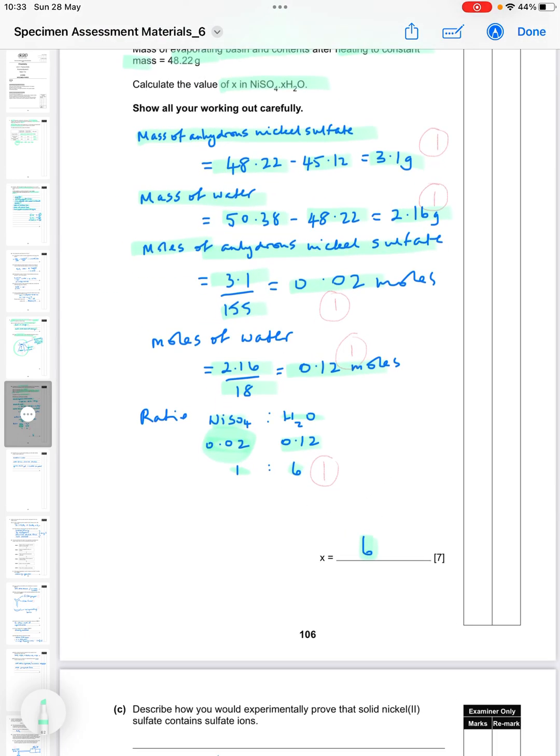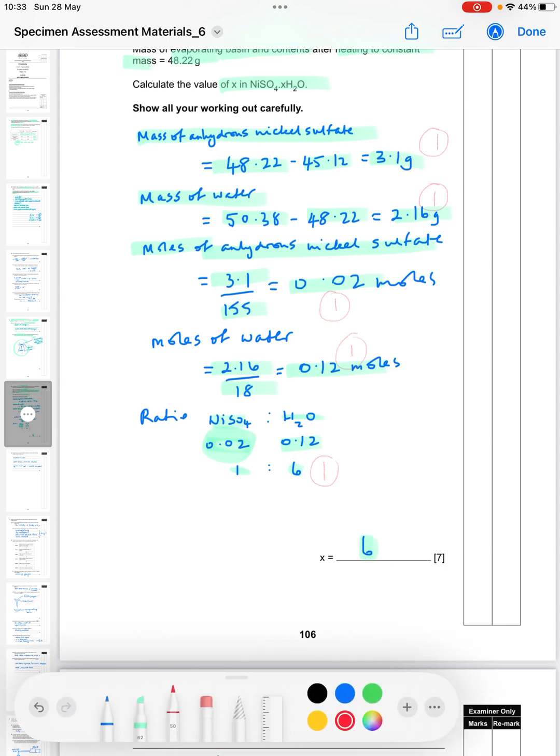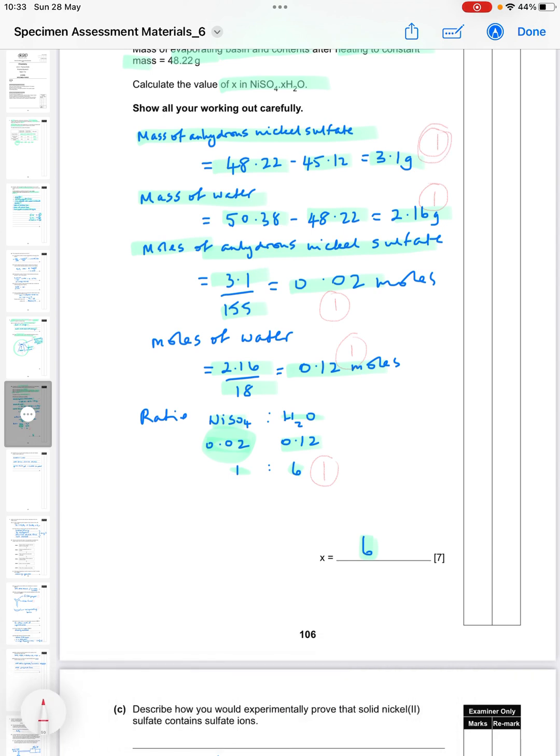And you'll see there are 7 marking points here, or 7 points for working out the different parts. So there's 1 here, 2, 3, 4, 5. That would be 6, and the 7th one, I think, is just for this ratio of moles.